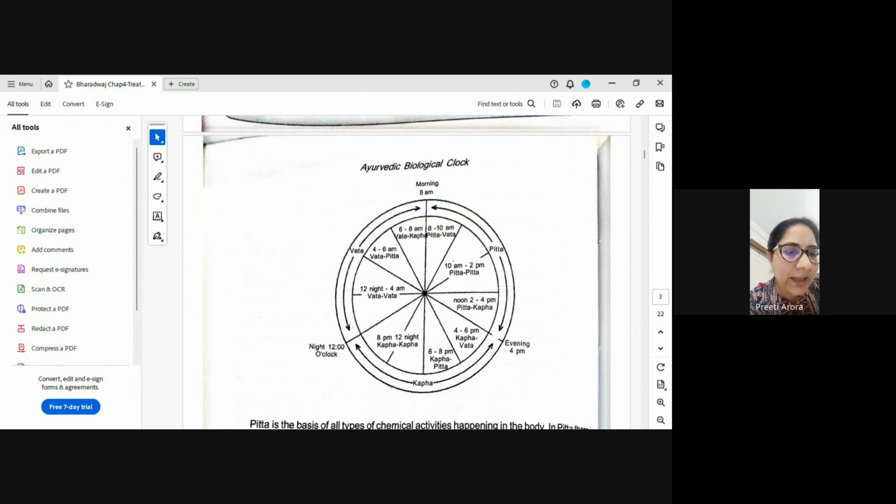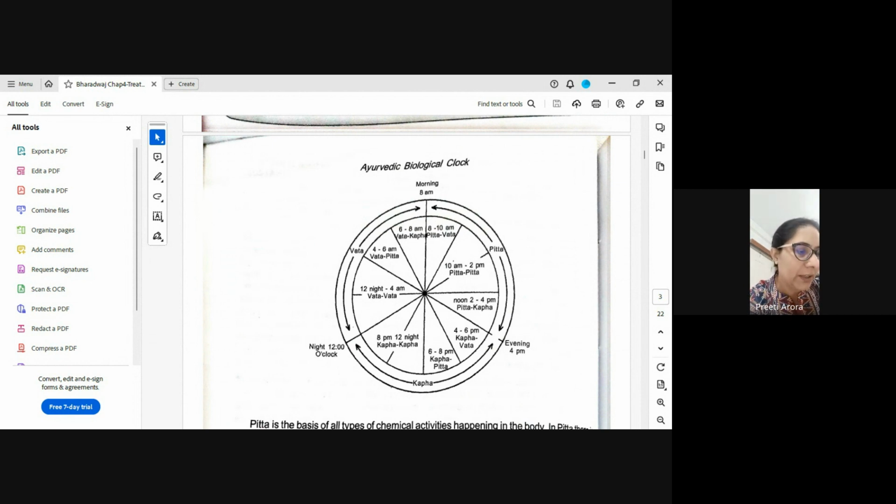So we start the day. Our ancestors took the day starting from 12 a.m. till the next day at 12 a.m. So 12 at night till the next day 12 at night, they counted as one day, and this duration they divided into the Vat, Pitta, and Kapha timings.